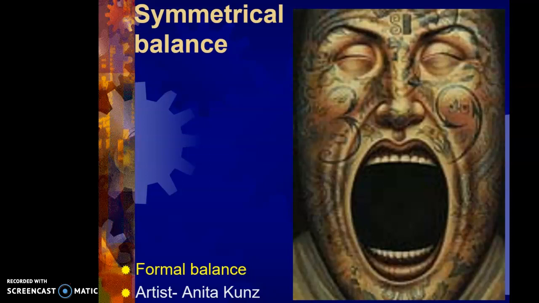In art, we even take it further, and approximate symmetry. This is a really good example of approximate symmetry because of the tattoos. The tattoos are different on both sides. So the visual weight is the same, but because of the tattoos, it makes it approximate.